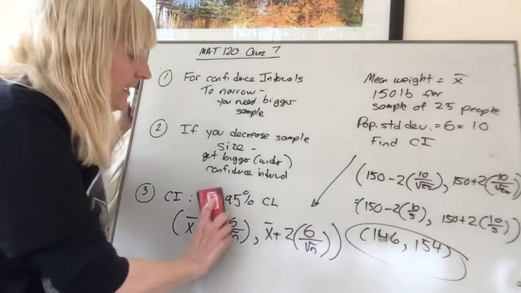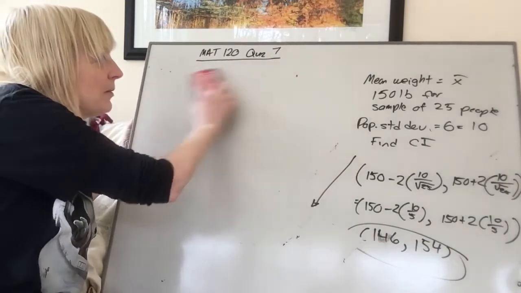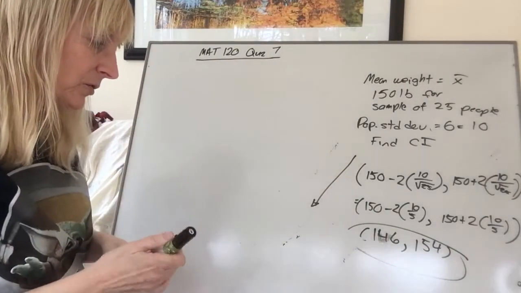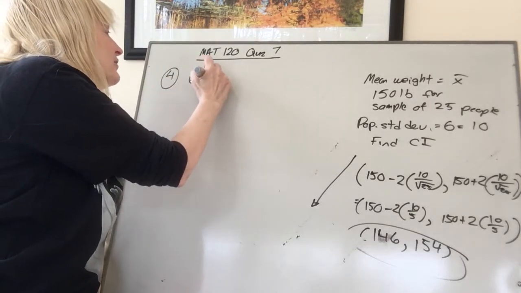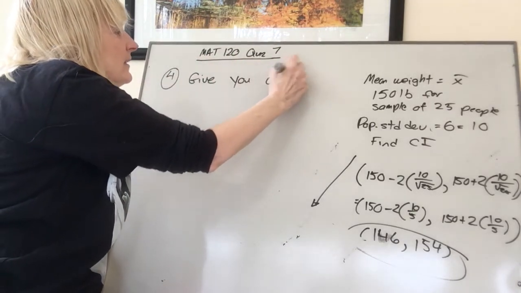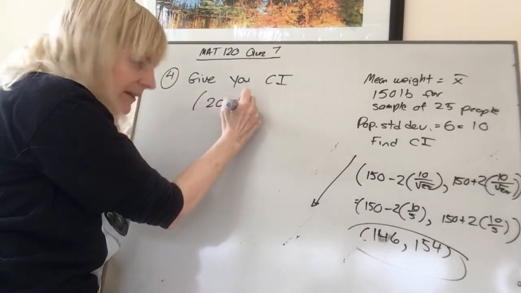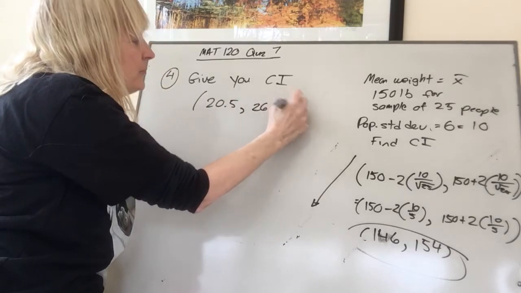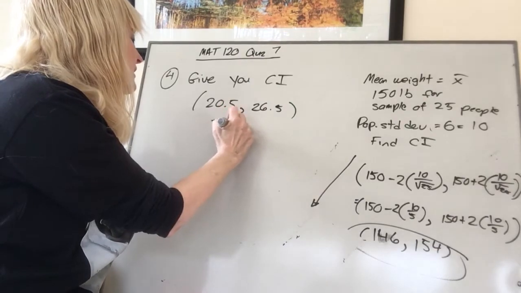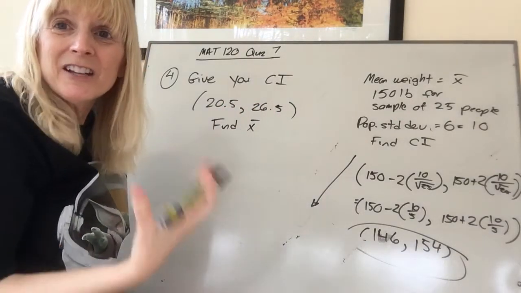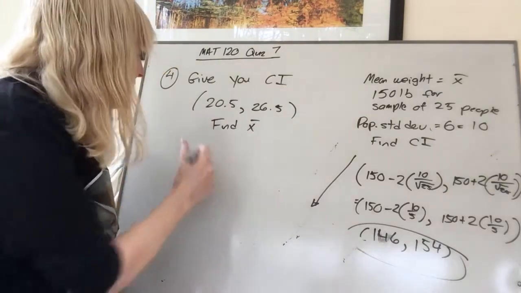Number 4, these are kind of like the ones in the questions in the bubbles. They give you the CI. What I mean by CI is the interval, right? So they give you two numbers, I have 20.5, comma 26.5. That's the low end, that's the high end. They want you to find X bar. Well, X bar is right smack dab in the middle of those two.